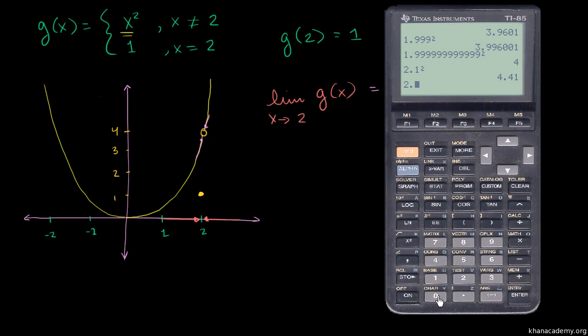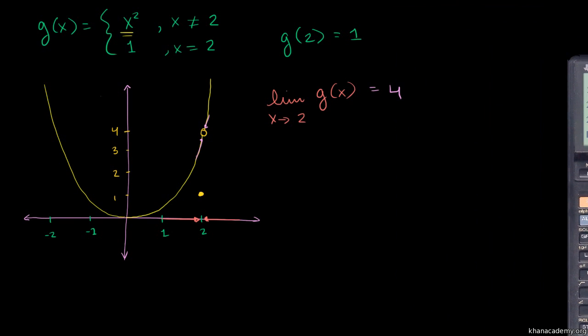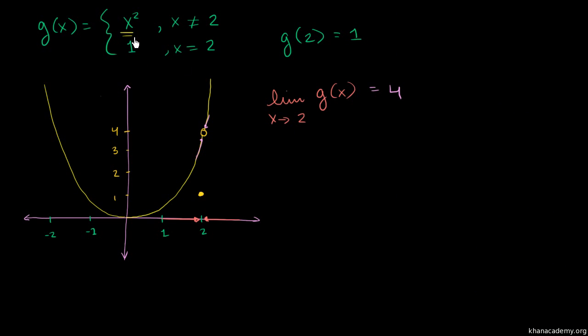Let me go a couple of steps ahead. 2.01. So this is much closer to 2 now, squared. Now we're getting much closer to 4. So the closer we get to 2, the closer it seems like we're getting to 4. So once again, that's a numeric way of saying that the limit as x approaches 2 from either direction of g of x, even though right at 2 the function is equal to 1 because it's discontinuous, as we're approaching 2, we're getting closer and closer and closer to 4.